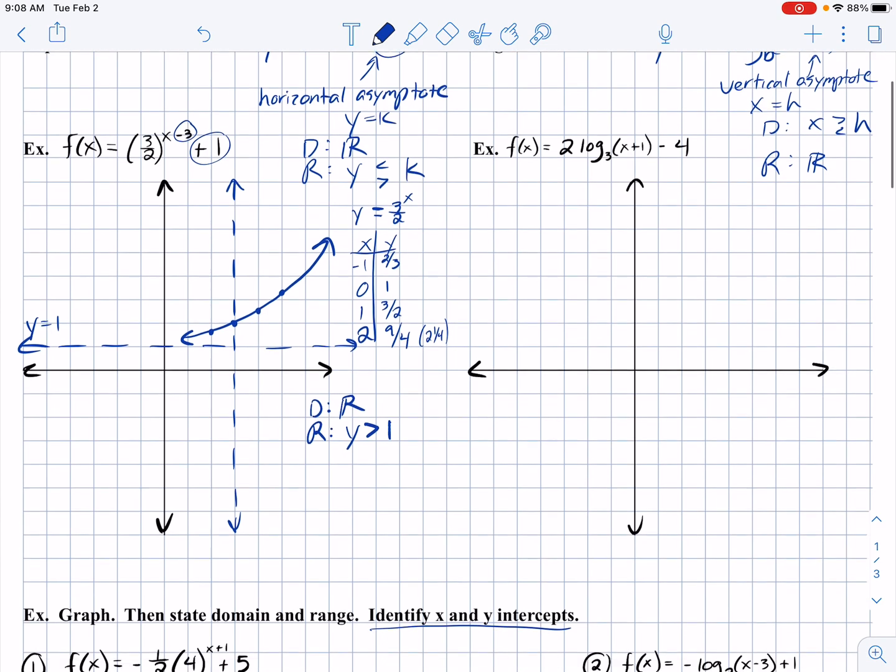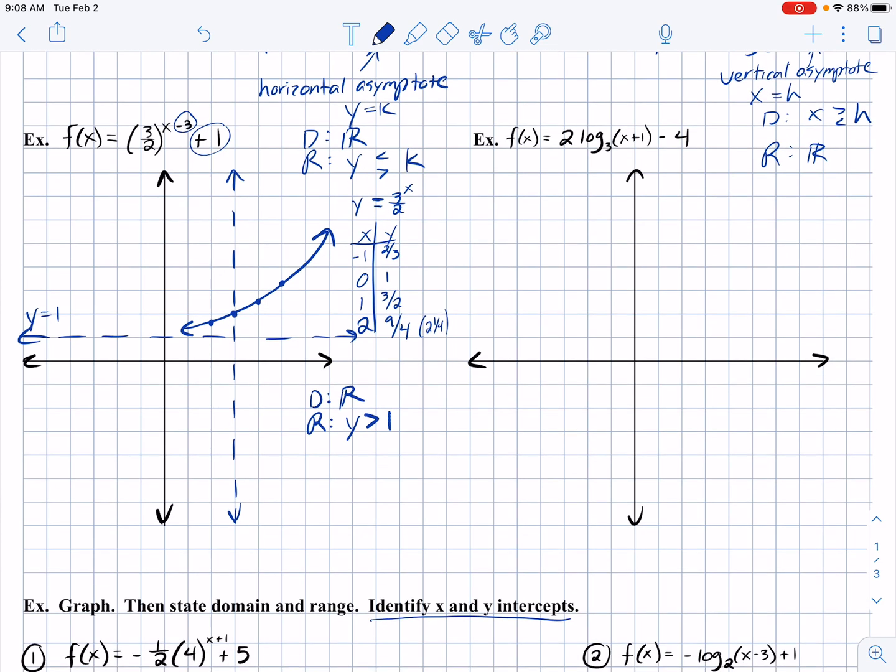All right, let's do the same for this log function. Our parent function is log of x with a base 3. We can take care of the plus 1 and minus 4 right now, our translations. The plus 1, that's your horizontal shift, vertical asymptote at x equals negative 1. And then the minus 4 is just a shift down 4.